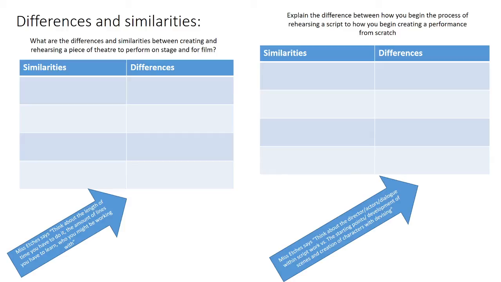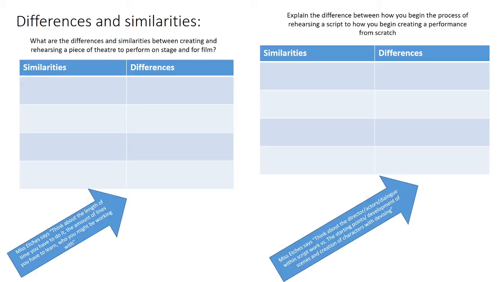For the next part of this slide, and again, you can pause here and complete that task first before carrying on, or continue watching and come back to it later. So for the second part, explain the differences between how you begin the processes of rehearsing a script to how you would begin creating a performance from scratch. Think about the director, actors, dialogue within the work versus the starting point, development of scenes and creation of characters when devising.